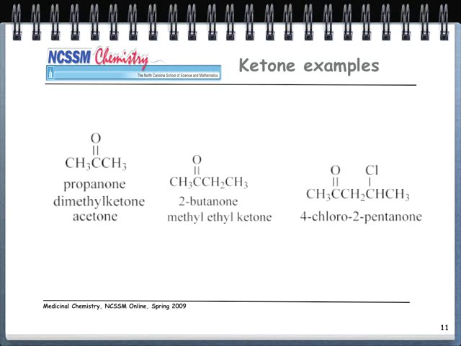Butanone, 2-butanone is the next one over. The reason that's a 2 is I count my longest chain, and I look to see where the double bonded oxygen is attached. It's attached to the second carbon. So that means the one on the butane is attached to the second carbon.